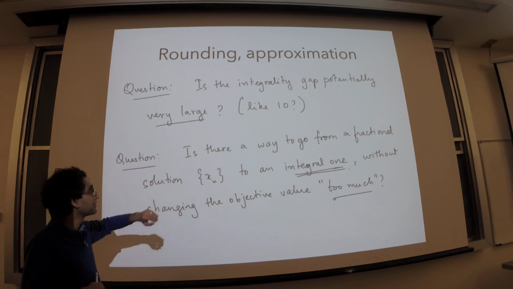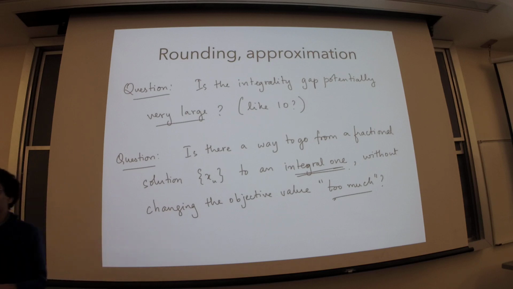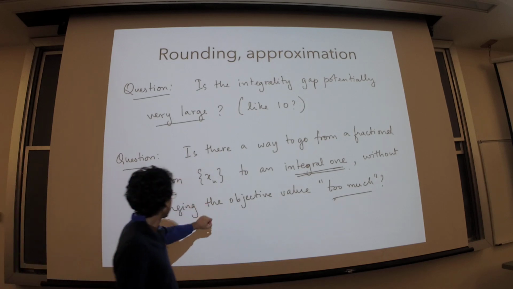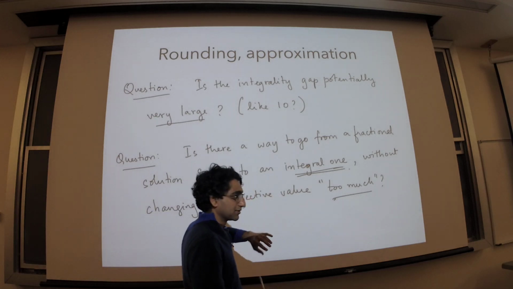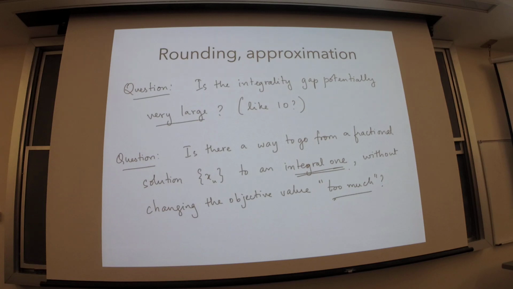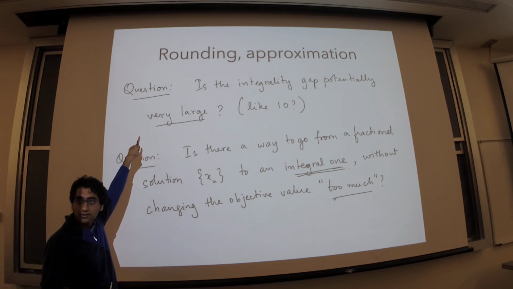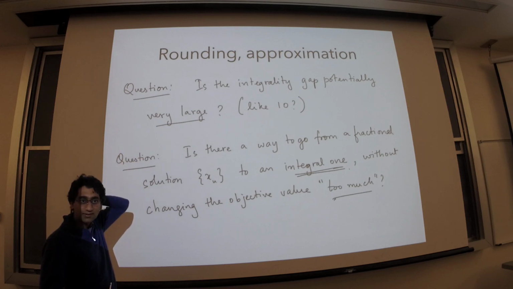So I'm asking you, this is the process called rounding, okay, and it is what you would think. So you have this fractional solution, x1 through xn. You want to go from there to an integral one without the objective value being changed too much. Okay, so it can change a little bit, but you don't want it to change too much. Okay. And note that this question is related to the first one. Do you guys see why?